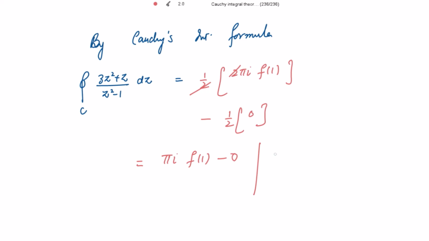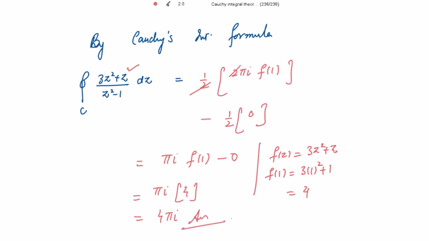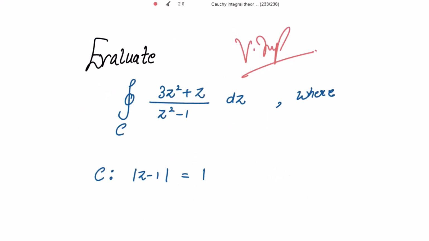What is f(1)? For f(z), which is taken as the numerator, f(1) becomes 3(1)² + 1, that is equal to 4. Yes. So writing here πi times 4, which is equal to 4πi. So this is the required value for this integral over this circle. So the answer to this integral is 4πi. Okay, thank you. Stay blessed.